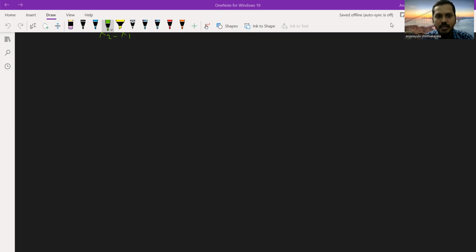Hello students, today I am explaining friction on a rough inclined surface. See this diagram, a rough inclined surface. In this diagram, theta is the angle of inclination.